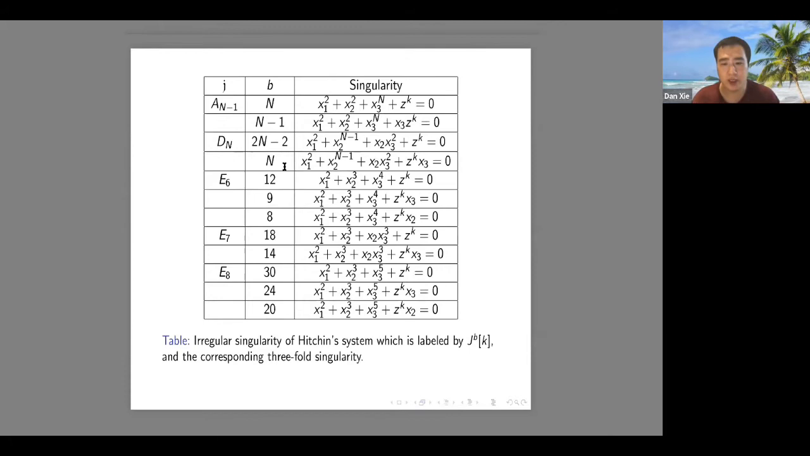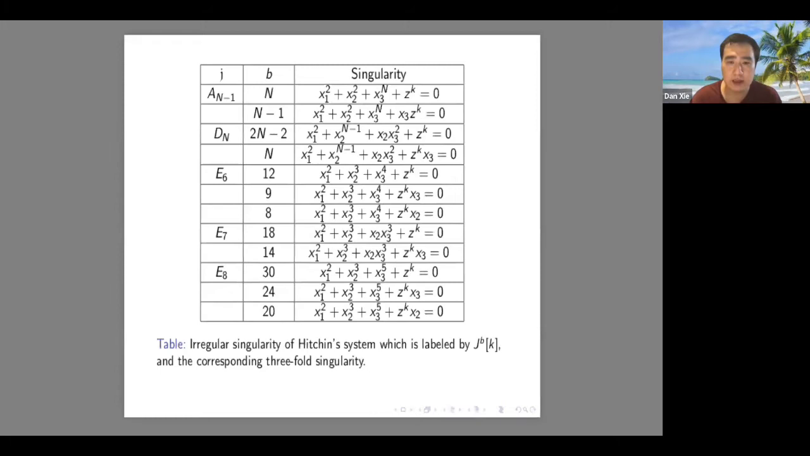For the A type, there are only two classes, and the D type also two classes. For E6, there are three classes, E7 two classes, and E8 also has three classes. Interestingly, together with Yau, we found that there's a correspondence between the irregular singularities that we were interested in and the threefold singularities. So there's a one-to-one correspondence between them.